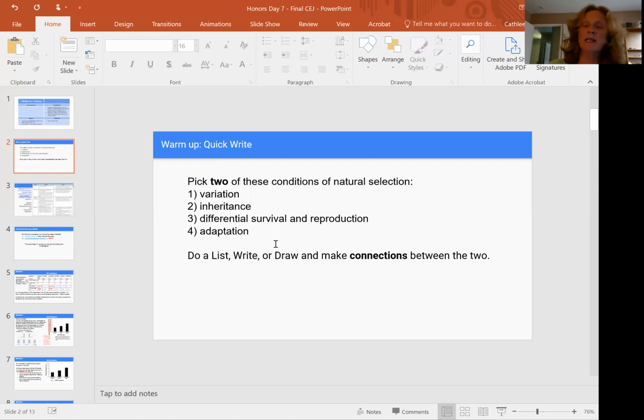What this slide is asking you to do is take two of these conditions of natural selection: either variation, inheritance, differentiation, survival and reproduction, or adaptation. Choose two of them, and then list, write, or draw, making connections between the two. Stop this video for a few minutes to see if you're able to do that. If you're not, go back to the previous PowerPoint to make sure you understand what those various conditions actually mean.